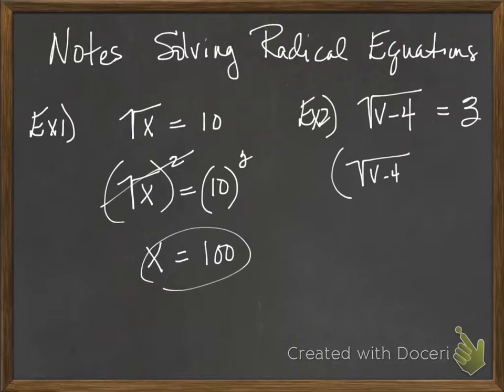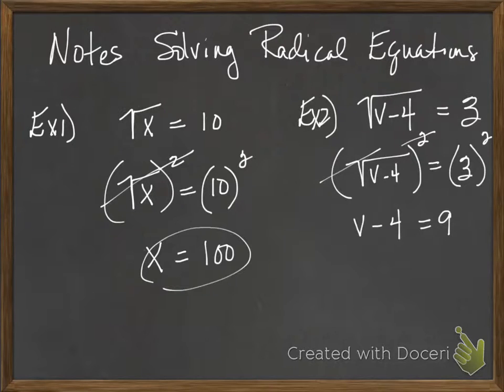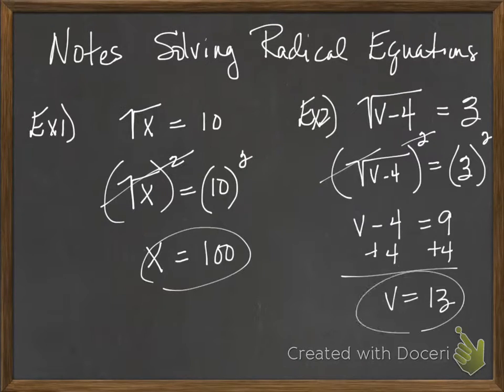So we're going to get rid of that square root, and we can get rid of all square roots by squaring the square root. So I'm going to square the left-hand side, and that's legal as long as you also square the right-hand side of your equation. Whatever you do to one side of the equation, you got to do to the other side. When I square the square root of v minus 4, the square and the square root cancel each other out, and you're just left with v minus 4. 3 squared is 3 times itself 2 times, which is 9. And now you can solve for v because it's not under the square root anymore. Add 4. Final answer is v equals 13.